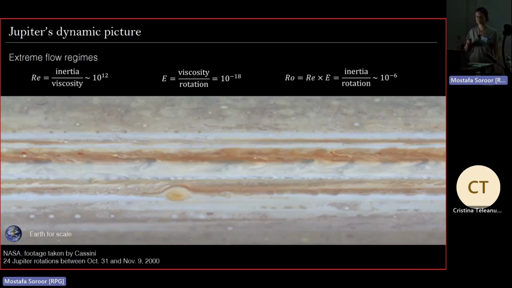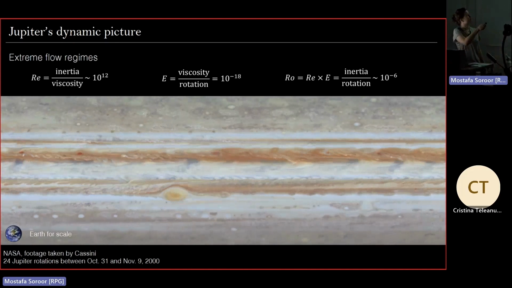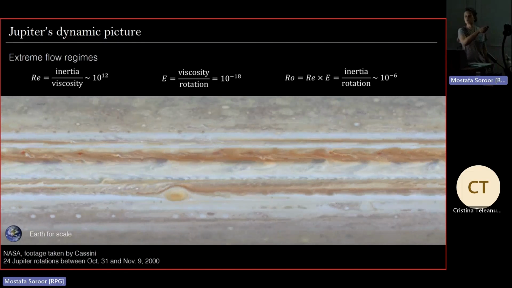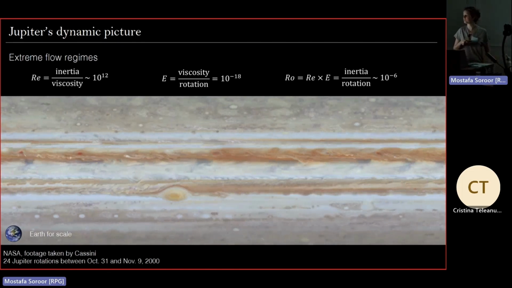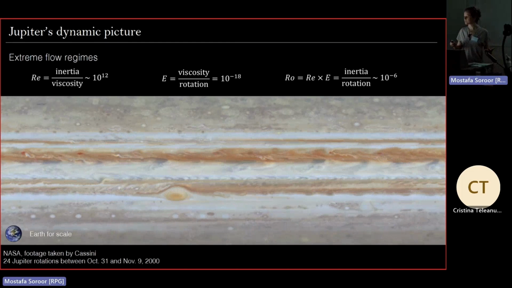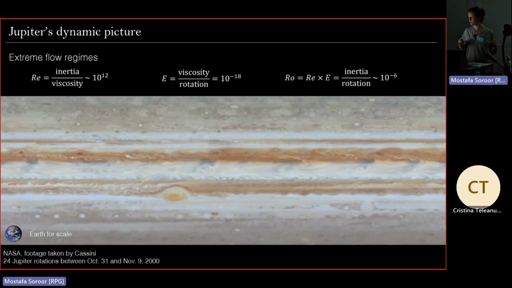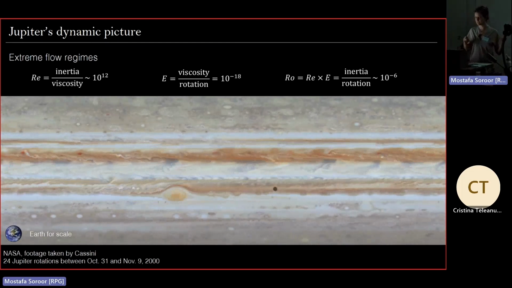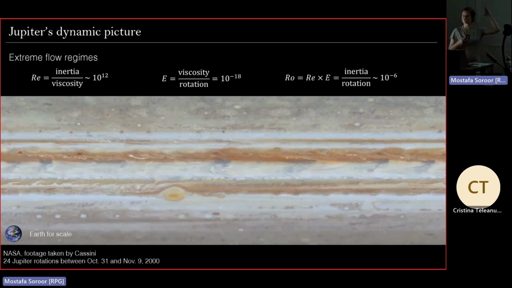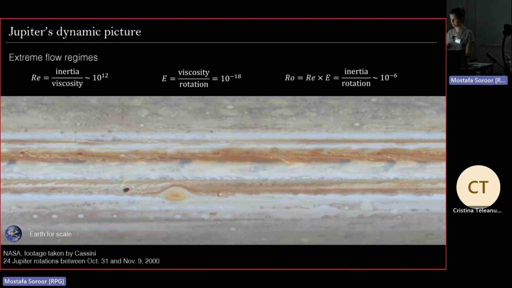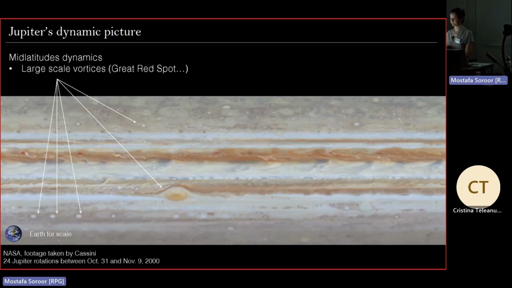So the flow is chaotic, but at the same time, it is constrained by rotation, as shown by the Rossby number of this flow, which is small. This is a type of turbulence that we call geostrophic turbulence, which is particularly difficult to study because of the extreme parameters in which it stands.